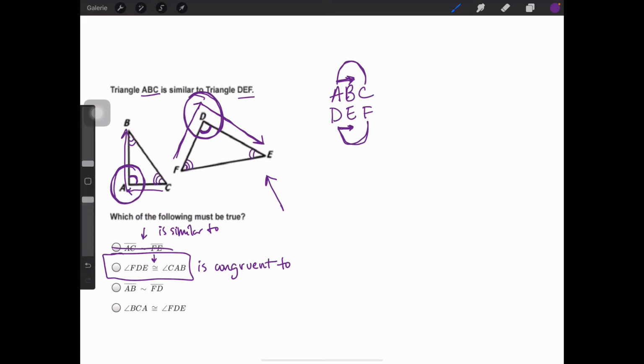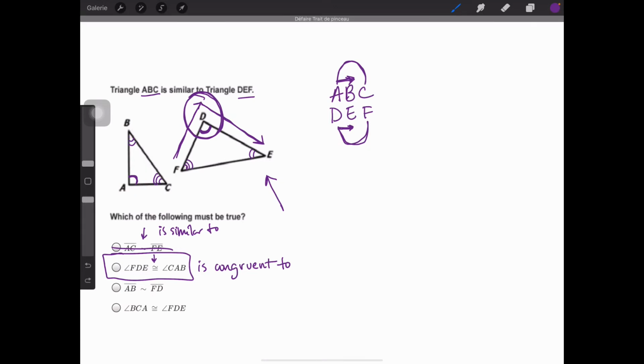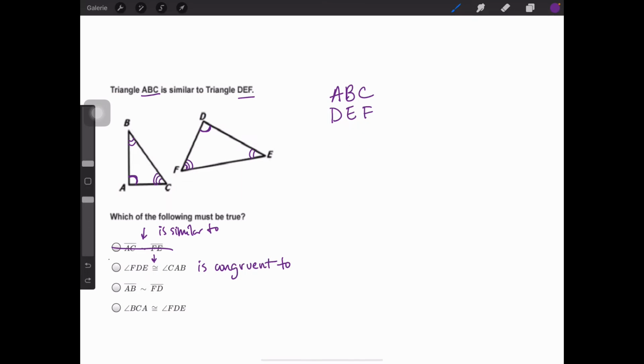Let's say that we weren't sure, we wanted to check our work. We can check the other two problems still. So let's erase some of those marks. We know that that's our correct answer, but we'll still check the other ones just to show that we know how to do them as well. All right, so AB is similar to FD. I'm going to box AB. And it looks like underneath AB we have DE. So AB is not similar to FE, which is over here. It's similar to DE, so that is false.